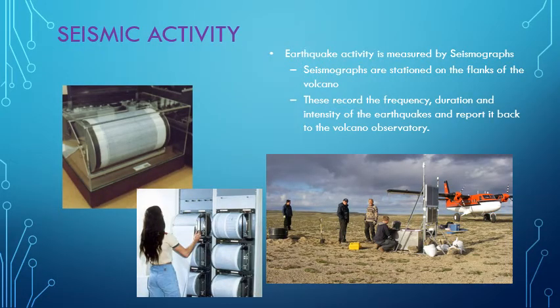Earthquake activity is measured by seismographs. Seismographs are stationed on the flanks of the volcano, and there are also seismographs placed farther away from the volcano. These record the frequency, duration, and intensity of earthquakes and report it back to the volcano observatory. Changes in the seismicity, especially an increase, may forecast an eruption.